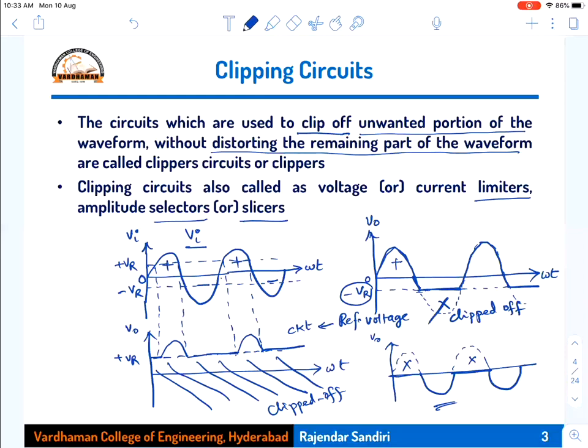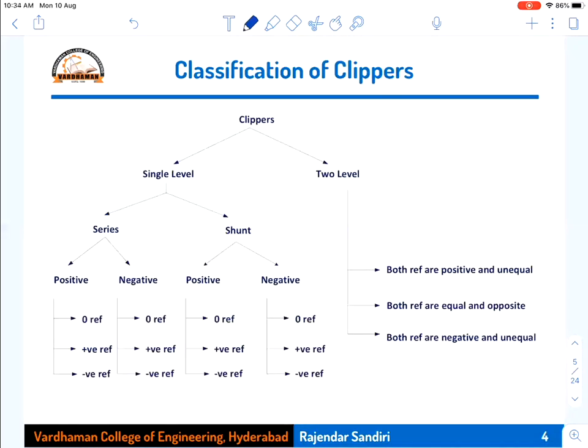So this is all about the introduction to clippers, and we will see how the circuits are constructed to get this type of waveform at the output. Now this is the classification, very important. All these clippers we will be looking at now. The clippers are classified into two types: single level clippers and two level clippers.